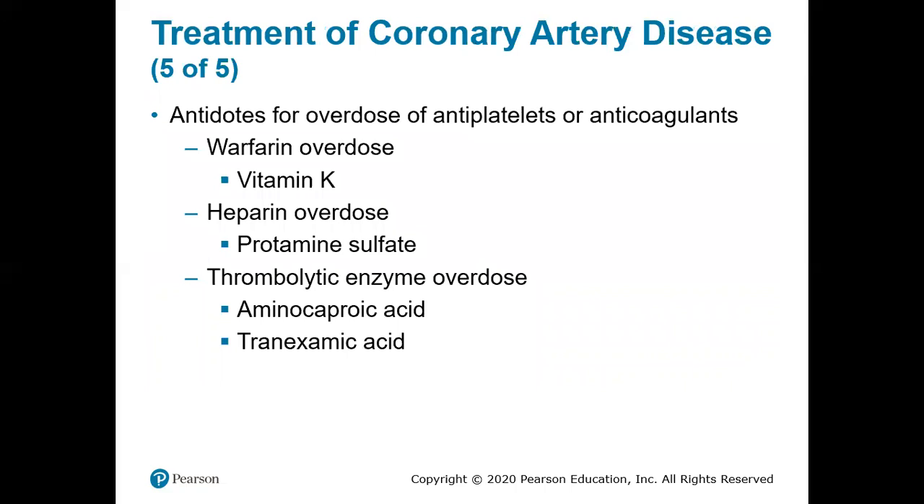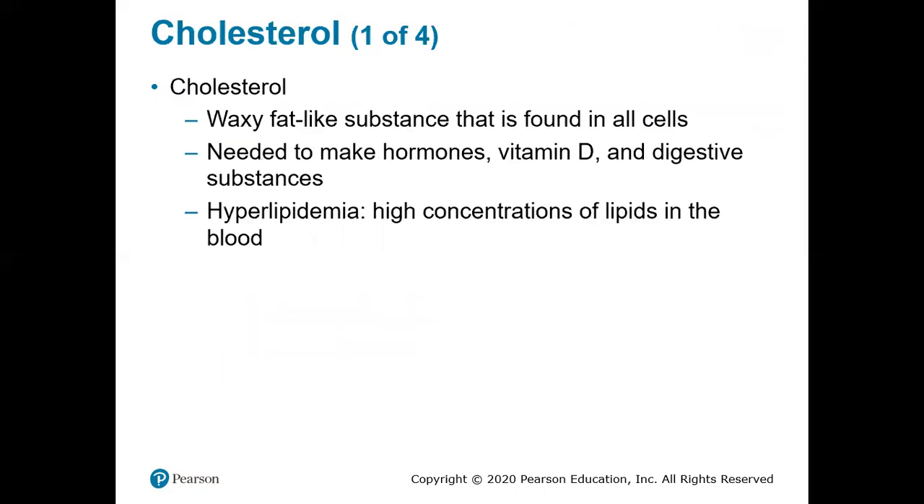So antidotes for overdose of antiplatelet or anticoagulants. For the drug warfarin, if an overdose occurs, vitamin K is the antidote. For a heparin overdose, protamine sulfate would be the antidote. For thrombolytic enzyme overdose, you would use aminocaproic acid or tranexamic acid. And I may have said that last drug slightly wrong.